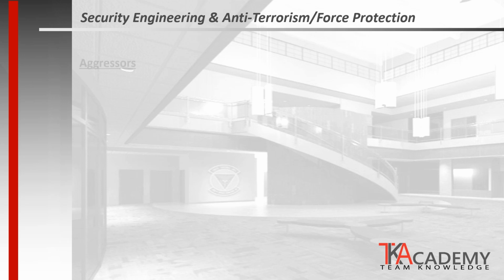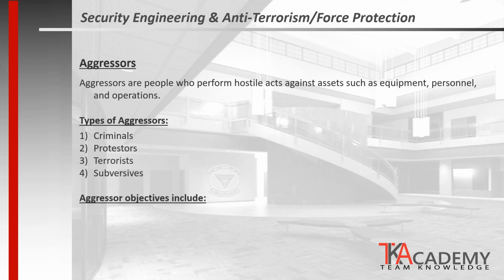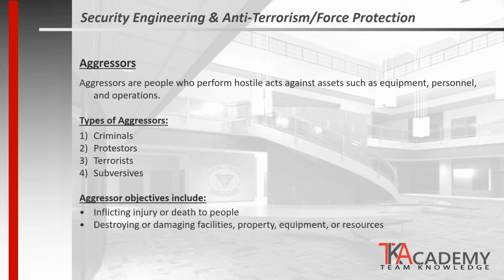Those who perform hostile acts against assets such as equipment, personnel, and operations are known as aggressors. Aggressors fall into 4 different categories. They are criminals, protesters, terrorists, and subversives. The objectives of aggressors can include inflicting injury and death to people, destroying or damaging facilities, property, equipment, or resources, stealing equipment, materials, or information, or creating adverse publicity.